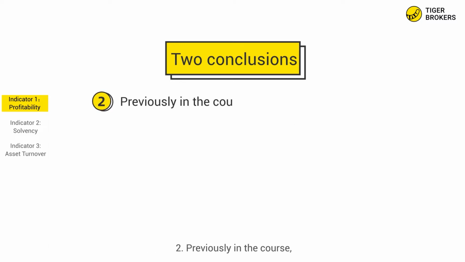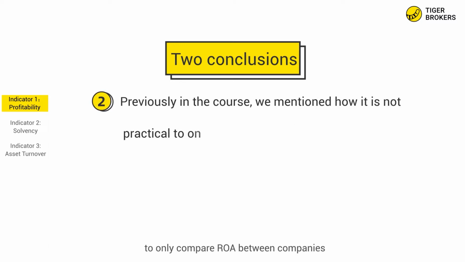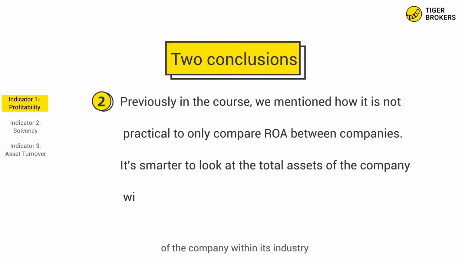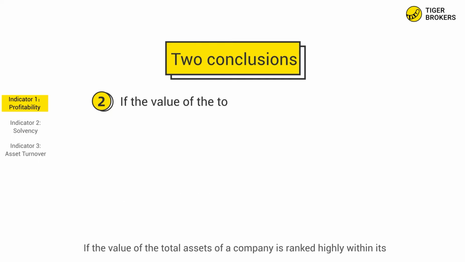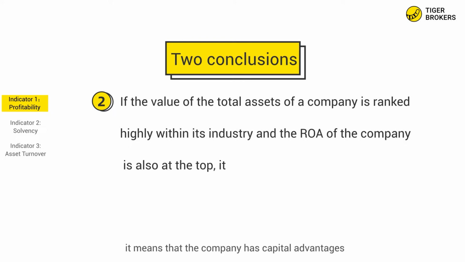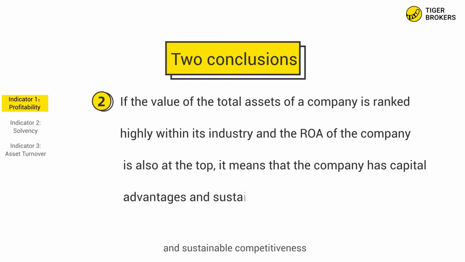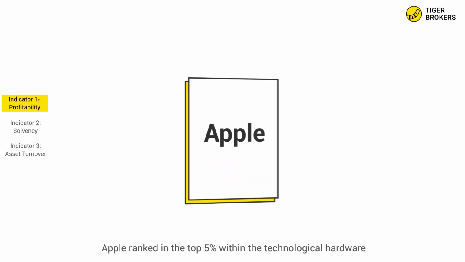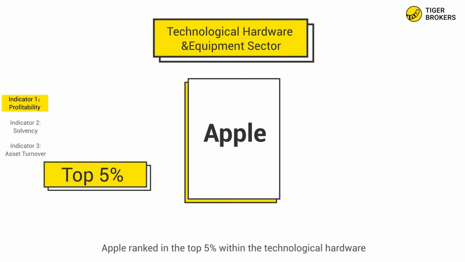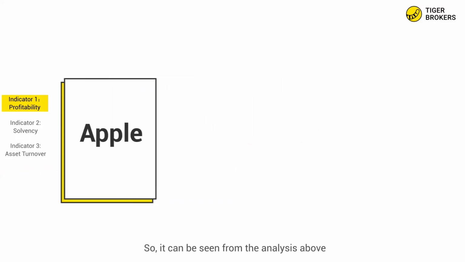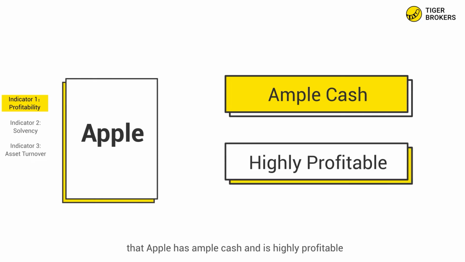2. Previously in the course, we mentioned how it is not practical to only compare ROA between companies. It's smarter to look at the total assets of companies within its industry. If the value of the total assets of a company is ranked highly within its industry, and the ROA of a company is also at the top, it means that the company has capital advantages and sustainable competitiveness. According to our data, in 2021, Apple ranked in the top 5% within the technological hardware and equipment sector in terms of ROA, and was in the top 3 in terms of total assets. So, it can be seen from the analysis above that Apple has ample cash and is highly profitable.